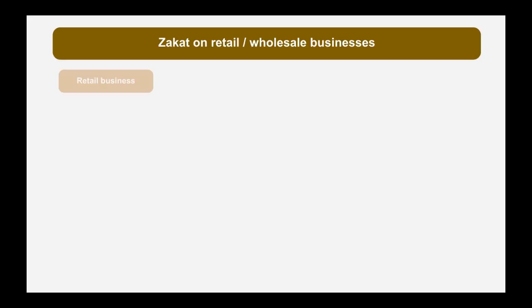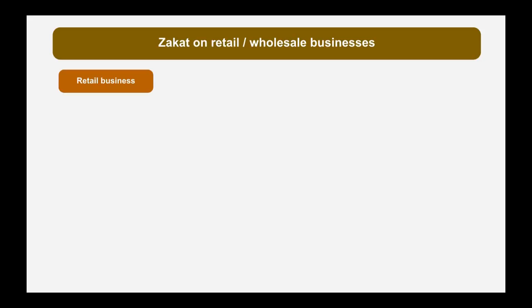So for retail business, we look at the value of the inventory at the end of the Hijri year. We look at the inventory and not at each product separately, because we cannot go to each product and try to find out if 1 Hijri year has passed or not. That's not the way to calculate a zakat for retail stores. The way to calculate a zakat for retail stores is to evaluate the inventory at the end of the Hijri year, at the end of Al-Hawl.